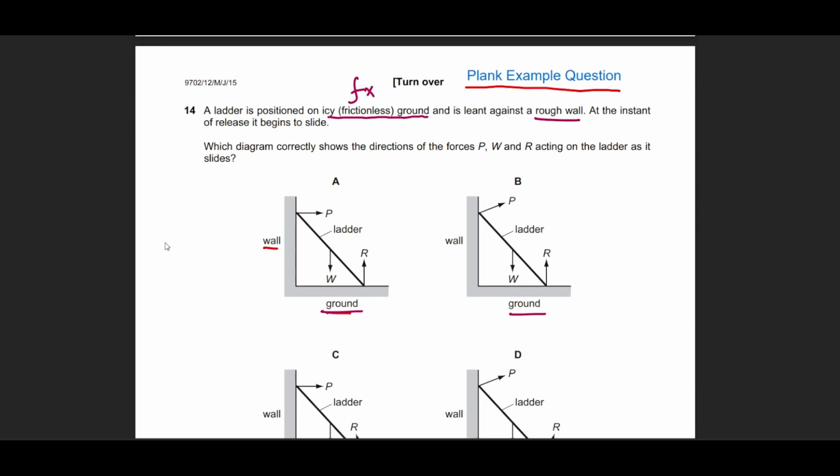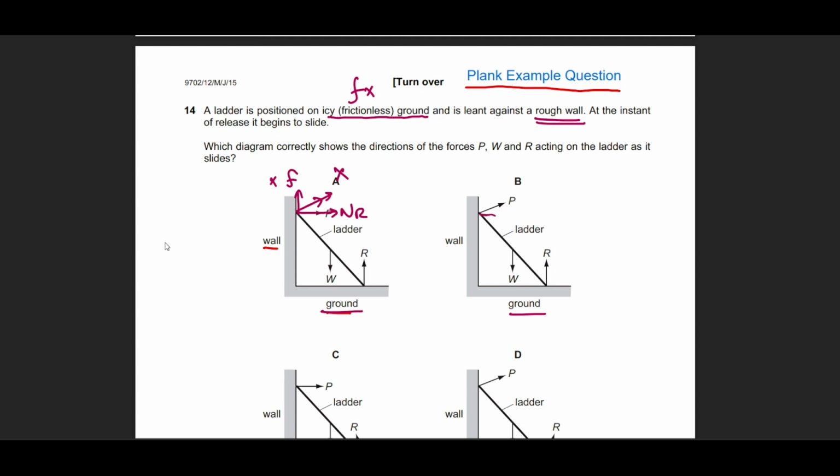So in option A, I can see that B is only the representation of normal reaction. There is no friction involved because the resultant is not in this direction. I need the wall to be rough. I need the wall to have a friction component. So option A cannot be the answer. Let's move to option B.